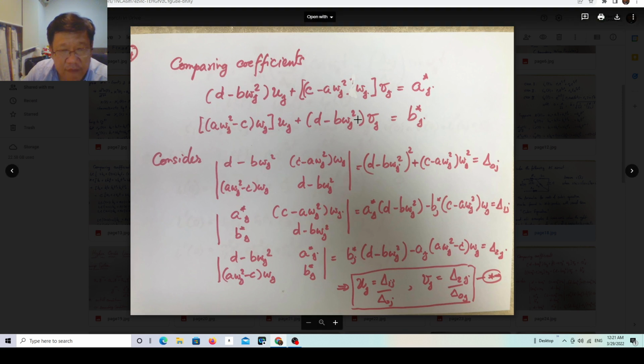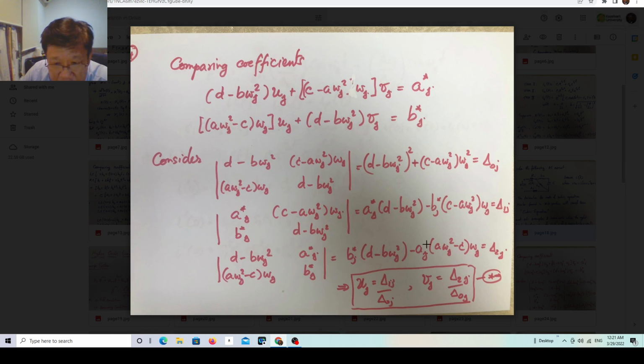And certainly to find v sub j here, you just put a sub j and b star j in the second column corresponding with v sub j, and keep the 0 from the original matrix that finds delta 0j in the first one, and find the determinants here. And with straightforward substitution, you have this multiplied by this, and then multiplied by minus a star j.